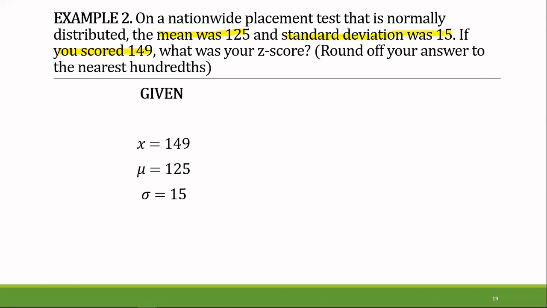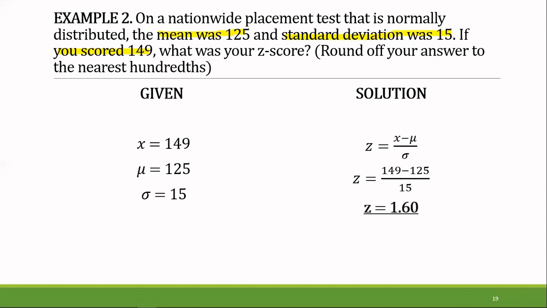Now, since we already have the values, we can solve it now. So z-score is equal to the difference of the given random variable and the mean, all over the standard deviation. Substitute lang natin: 149 minus 125 all over 15. That will give us a z-score of 1.60. So let's notice, naka-hundredths, round off siya into the nearest hundredths, 1.60.